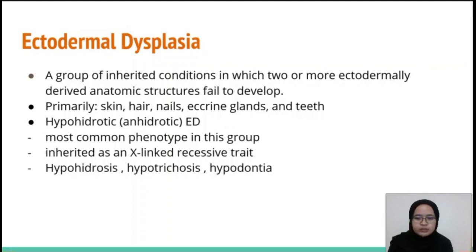To date, more than 150 distinctive syndromes have been described, but the most common syndromes within this group are hypohidrotic and hidrotic ectodermal dysplasia. Hypohidrotic ectodermal dysplasia is the most common phenotype in this group, and it is usually inherited as an X-linked recessive trait. It is characterized by several defects which are hypohidrosis, hypotrichosis, and hypodontia.